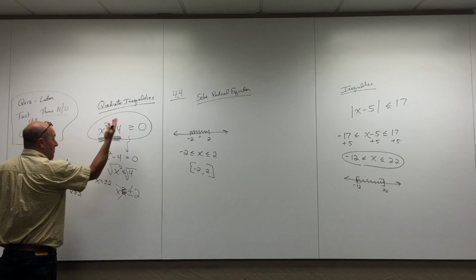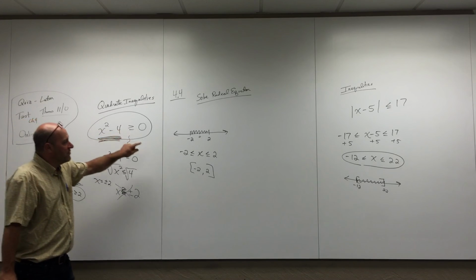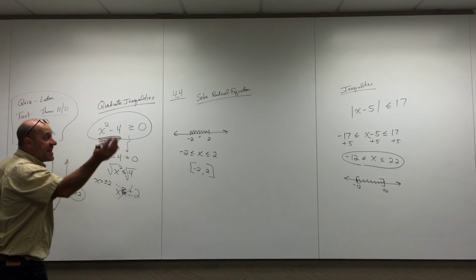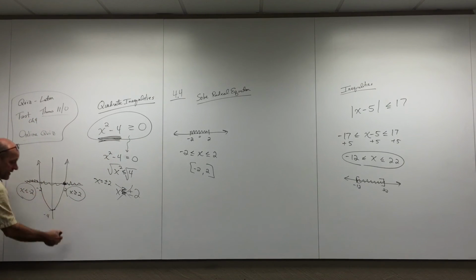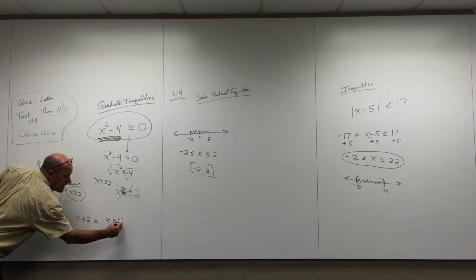So when is the parabola above 0? When it's above the x-axis, which is when x is greater than or equal to 2 or when x is less than or equal to negative 2. So the less than problem was the middle stuff, and that's kind of how you write it. The greater than problem is the outer stuff, and you write x is greater than or equal to 2 or x is less than or equal to negative 2.